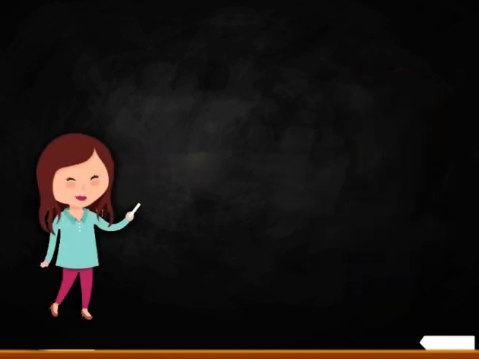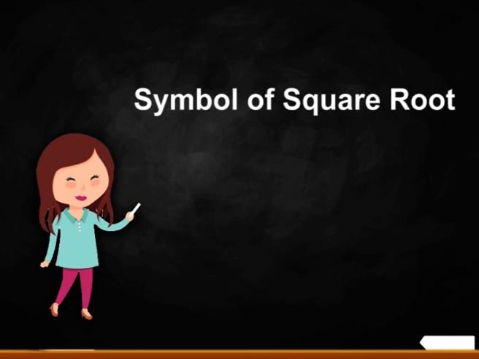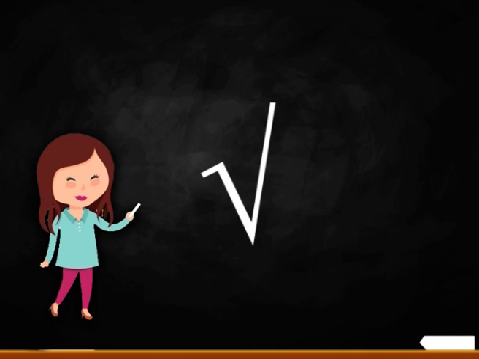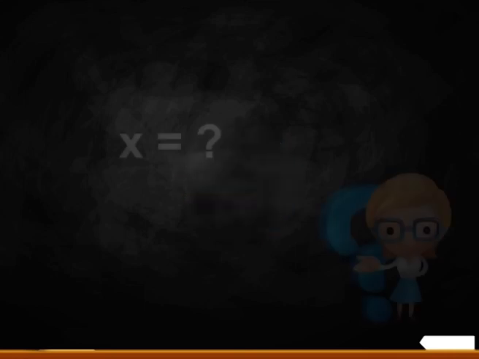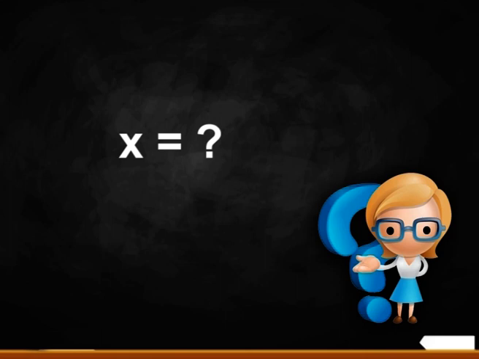First of all, let us find how the symbol of square root looks. This is the symbol of square root and it is represented as square root of x, where x is any number whose square root is to be calculated. For instance, suppose you have a number 36. Can you find a number which when multiplied by itself gives you 36?